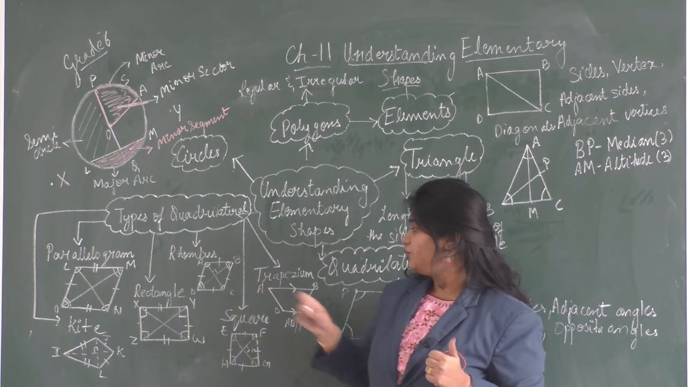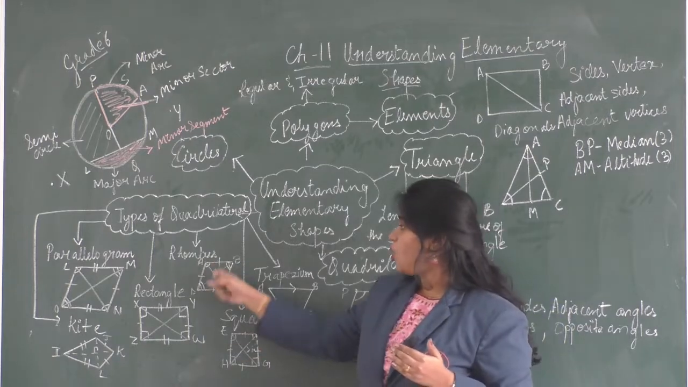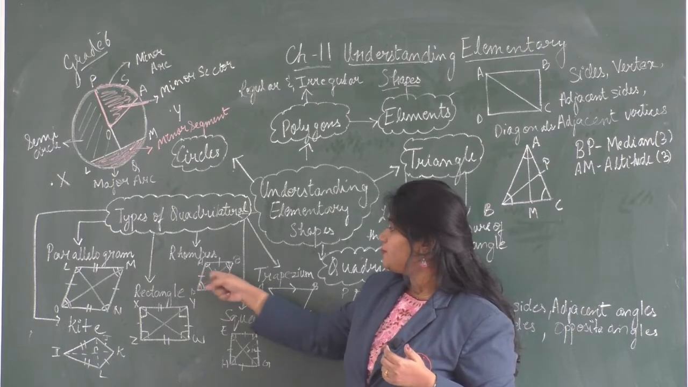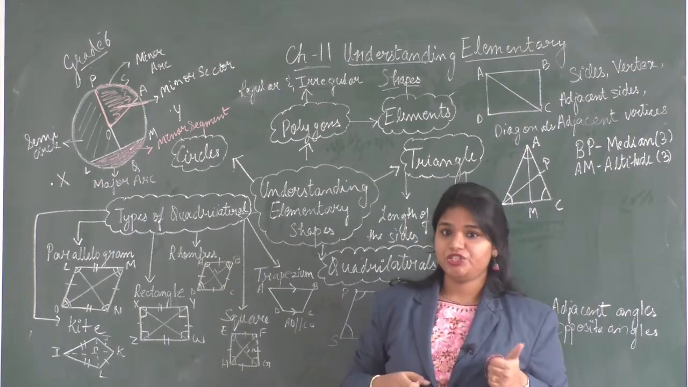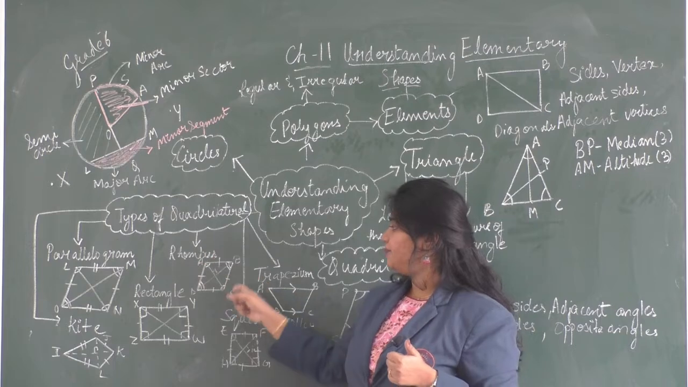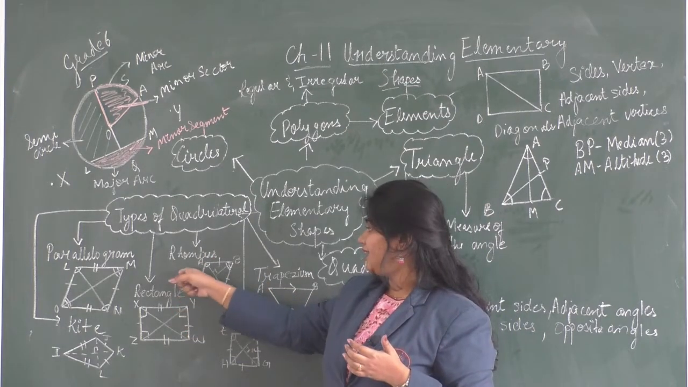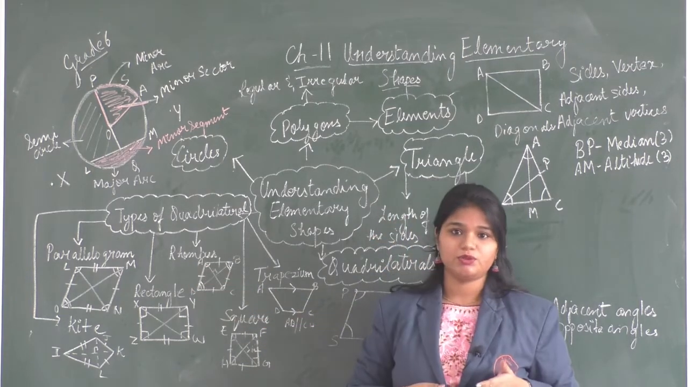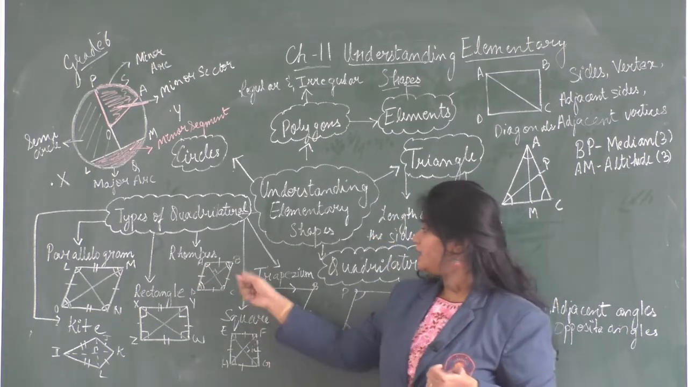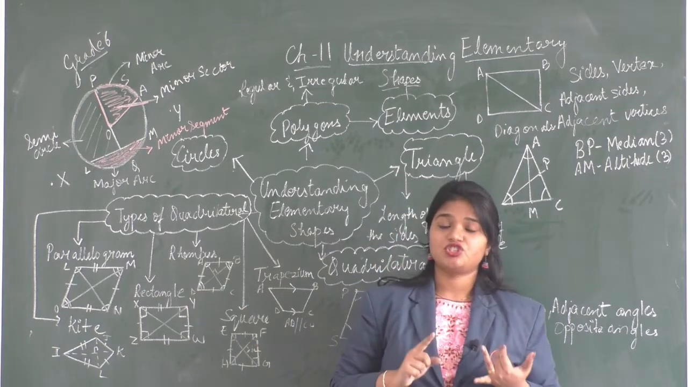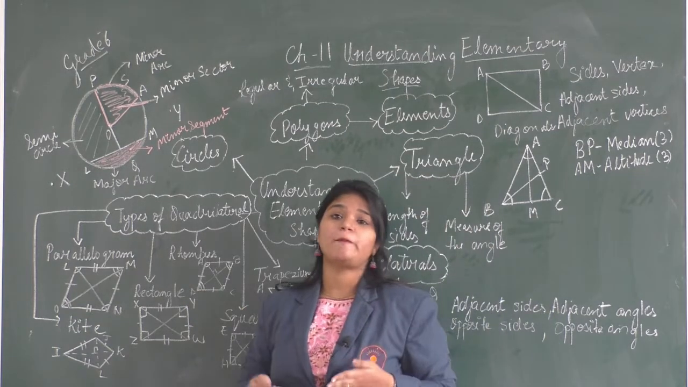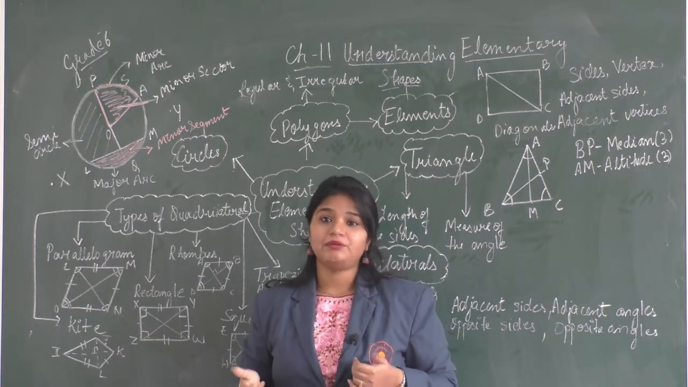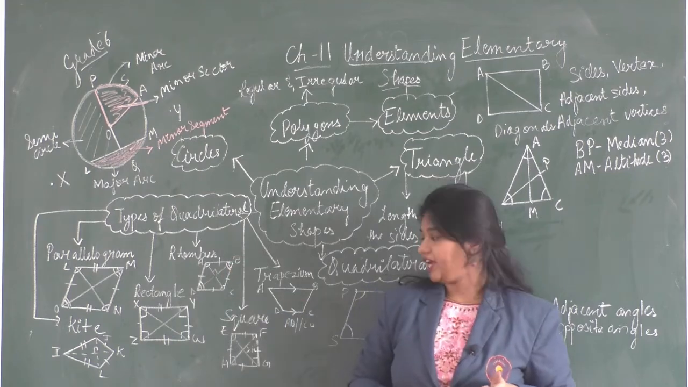Let's talk about rhombus. Now in a rhombus all the sides are equal, and all the opposite angles of a rhombus are equal to each other. So here we have a rhombus ABCD. So the opposite angles A and C are equal to each other, and the opposite angles B and D are equal to each other. The diagonals of a rhombus bisect each other and they bisect at a right angle. That means the angle formed is a 90 degree angle.